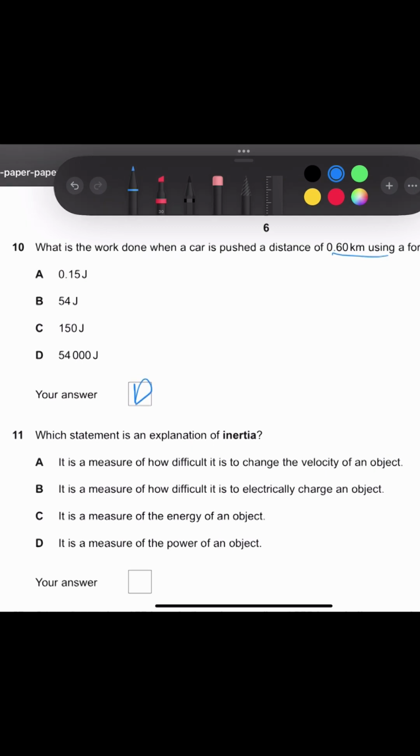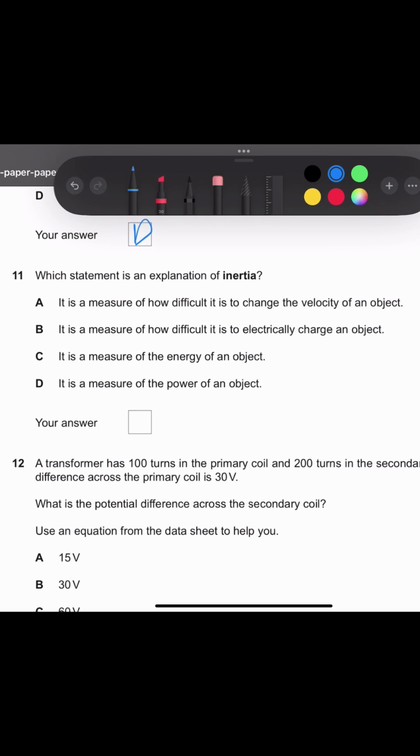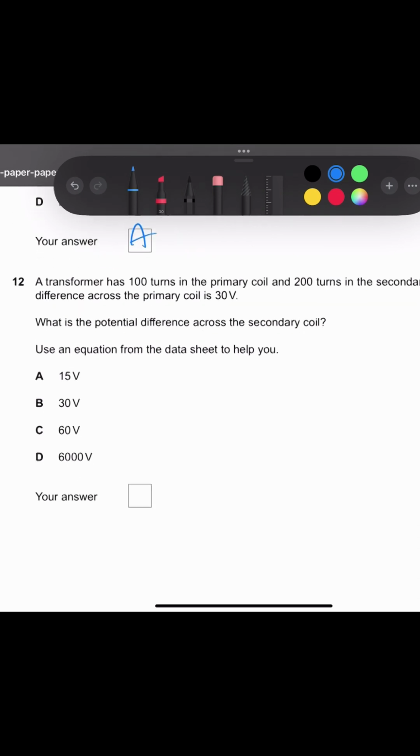Okay, for 10, you're going to have work done, and one is work done with a car that is pushed a distance of 6 kilometers using a force of 90. So work done is going to be force times distance, will be similar to that, right? So it's going to be D.